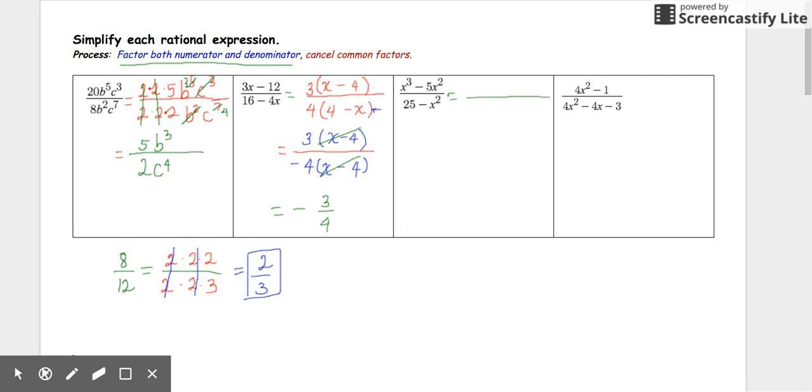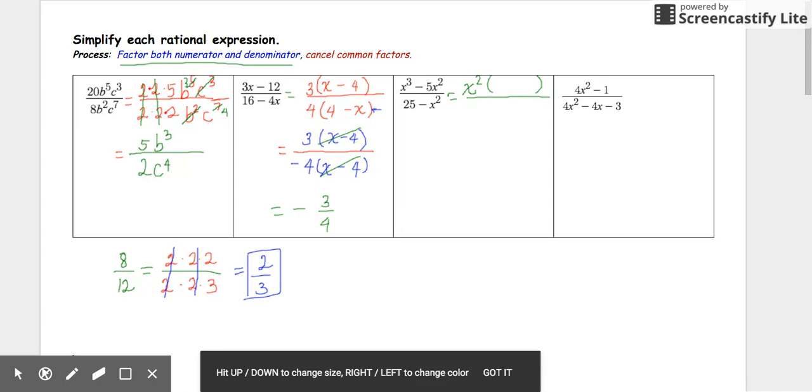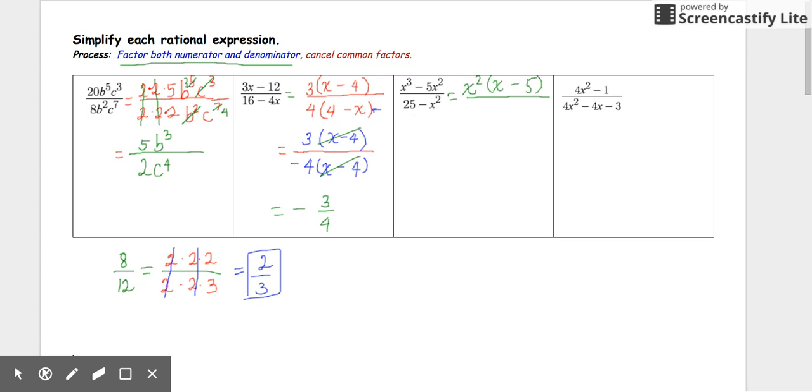for the numerator, we can factor out x squared. We can factor out x, but we should factor out the greatest common factor. So therefore, we should factor out x squared. And so inside the parentheses, we'll have x minus 5. The denominator is a difference of two squares. 25 is a perfect square minus x squared is a perfect square. So we're factoring a difference of two squares. So we'll have here 5 minus x and 5 plus x.